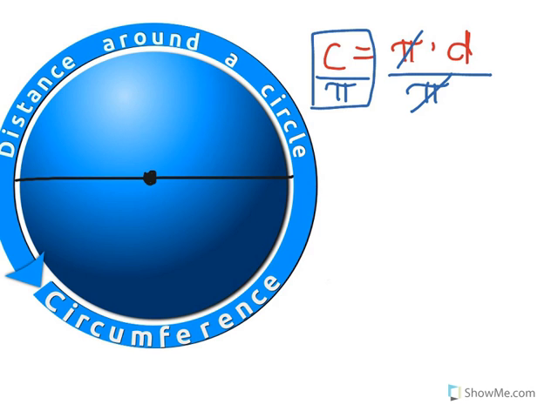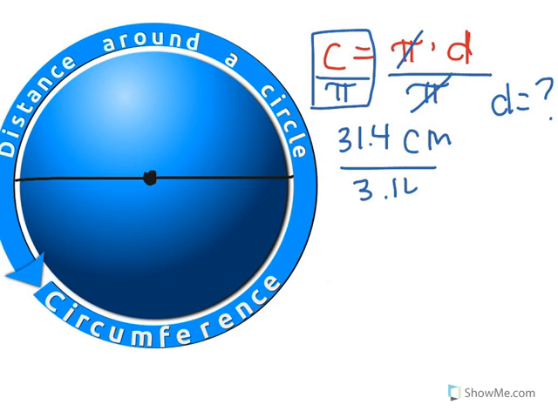So if we were given a circumference of 31.4 centimeters, and we wanted to know what the diameter would be, we would just divide by pi, or 3.14, and we would have 10 centimeters. If it was asking for the radius, we could just cut that in half. So the radius would be 5 centimeters.